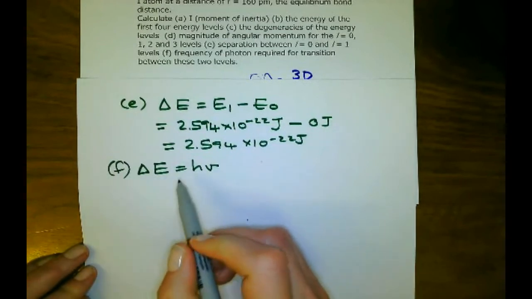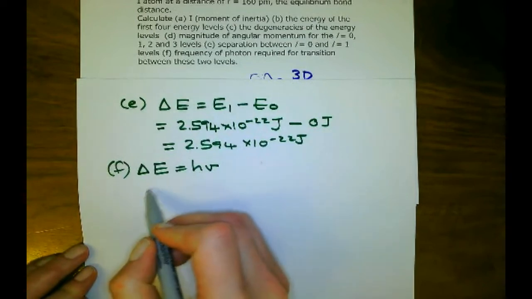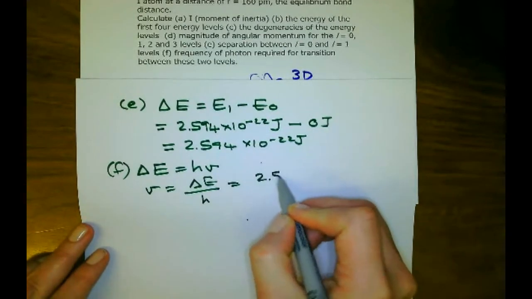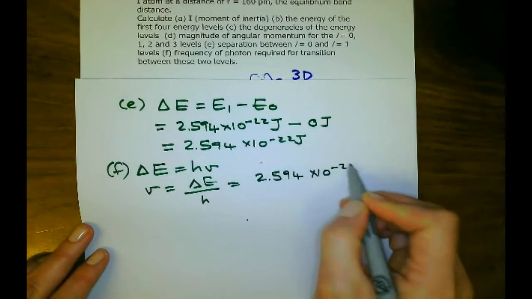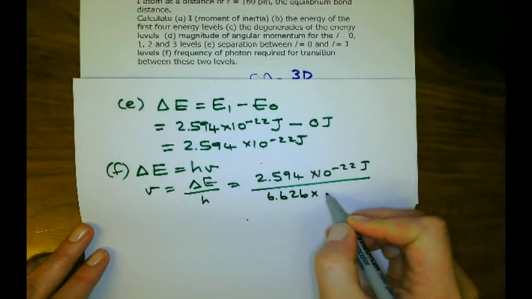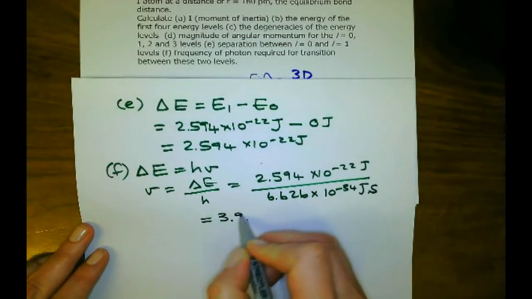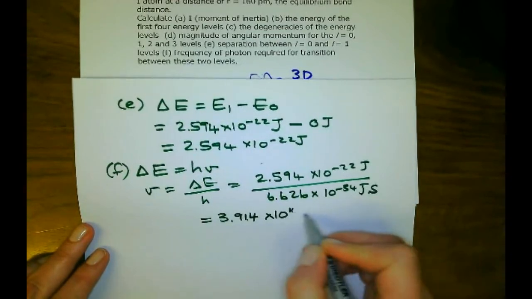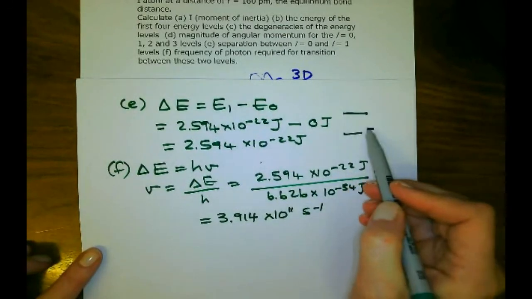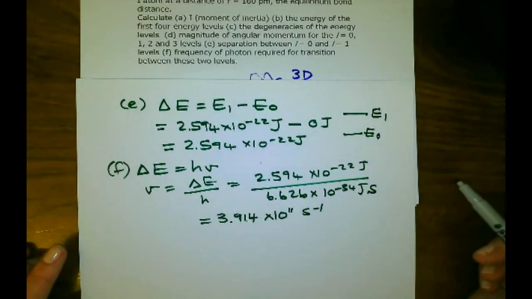the F part of the question then asks you what is the frequency of a photon required for a transition between these two levels. So that's the frequency. So the frequency is delta E divided by h, 2.594 times 10 to the minus 22 joules divided by 6.626 times 10 to the minus 34 joule seconds gives you a value of, and there is the frequency of the photon for a transition between the rotational level E0 and E1.